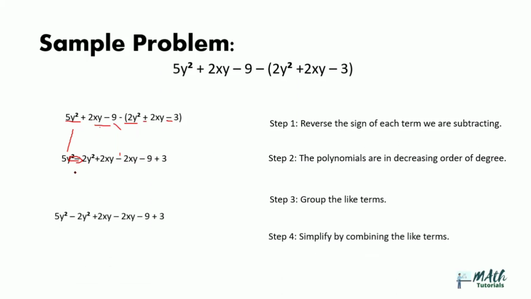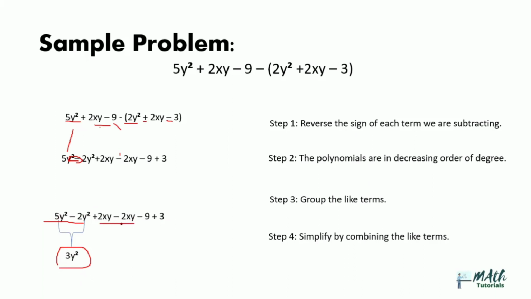Because here, 5y squared minus 2y squared plus 2xy minus 2xy minus 9 plus 3. 5y squared minus 2y squared is equal to 3y squared. 5 minus 2 is 3. Bring down the y squared. Next one is this.